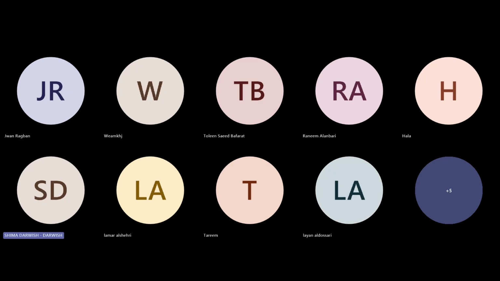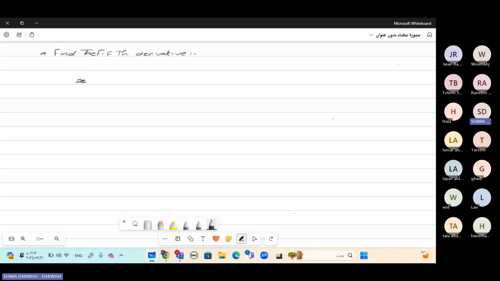Okay, find the fifth derivative if we have the function x to the power of 3 plus 2x squared plus x. What is the fifth derivative, grade 12? How can you find the fifth derivative?